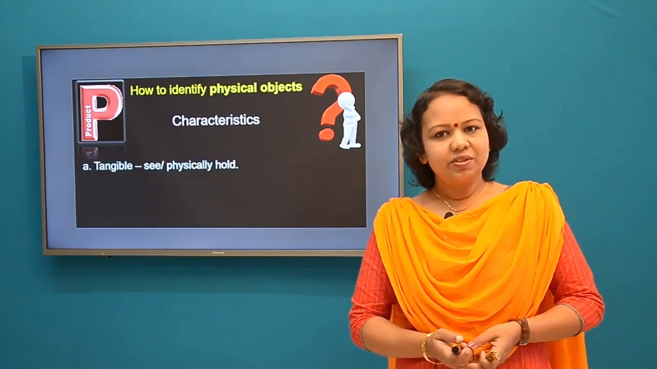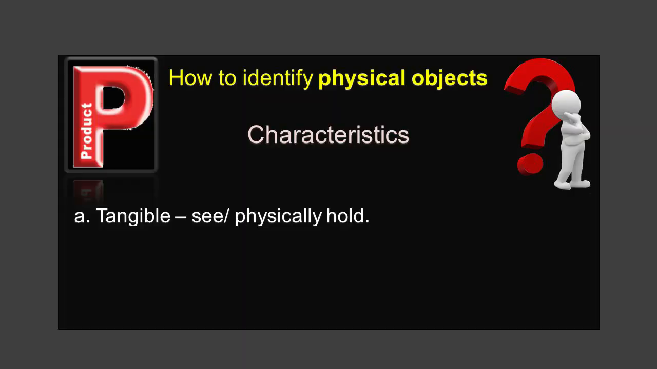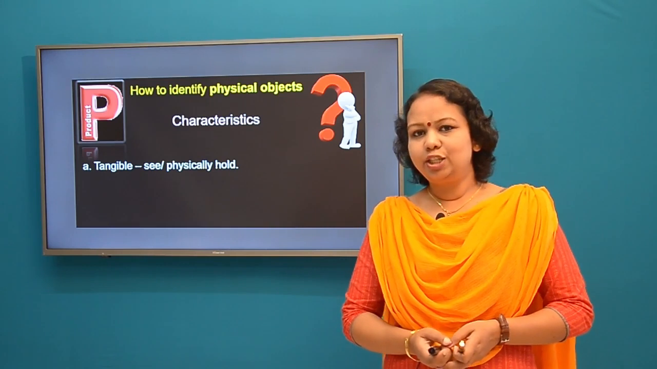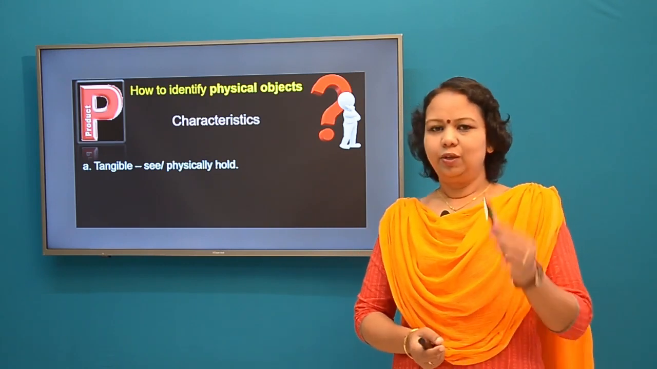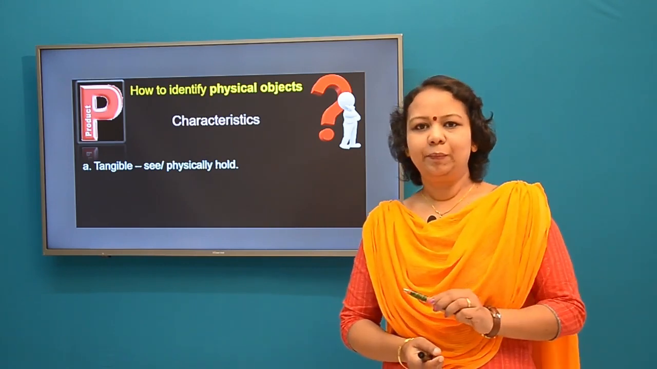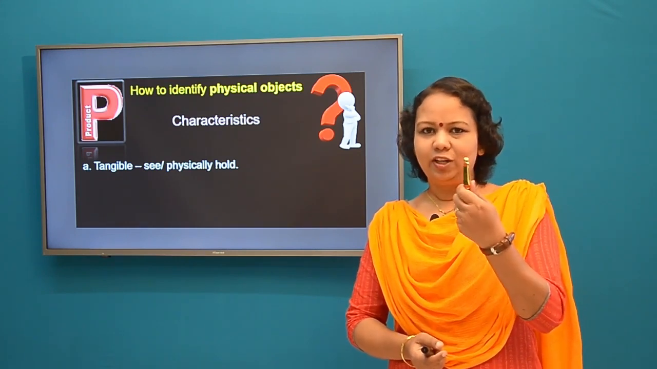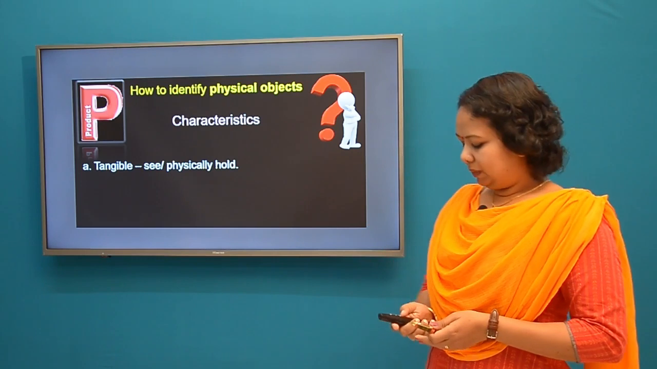The first characteristic is tangible. A product is tangible, which means you can see it or physically hold it. You can see me having a pen, which is a product. I can see it, I can hold it.